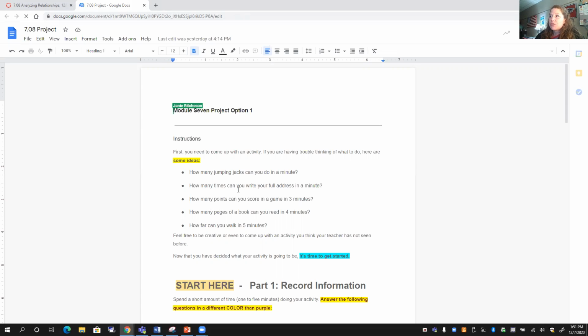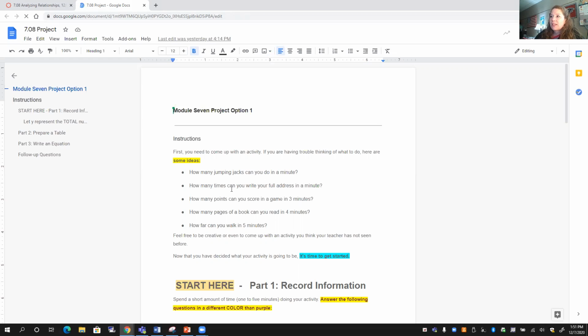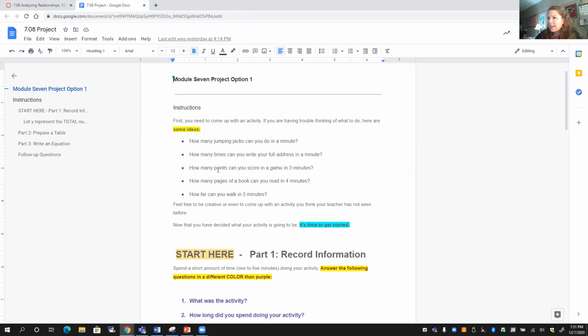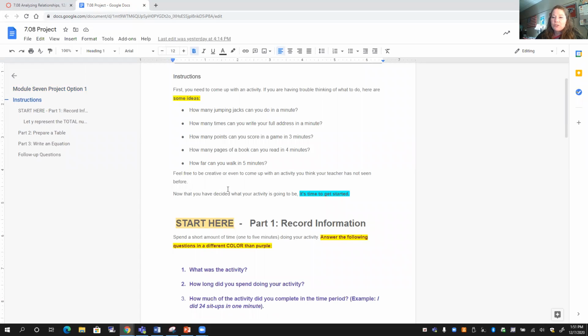So it says you are going to come up with an activity of something that you can do. For example, it gives you some ideas. You can do some jumping jacks. You can see how many times you can write your full address. You can try to see how many points you can score in a game. And you can see how many pages of a book you can read, how far you can walk. I suggest that you do all these activities in 1 minute. How many pages can I read in 1 minute? How many words can I read in 1 minute? How many jumping jacks can I do in 1 minute? So on and so forth. How many sit-ups can I do in 1 minute?